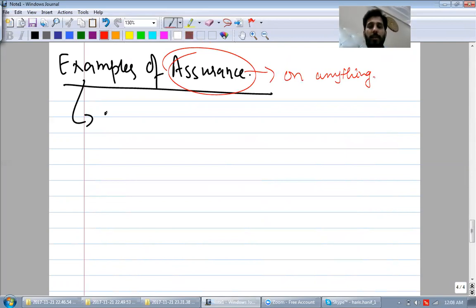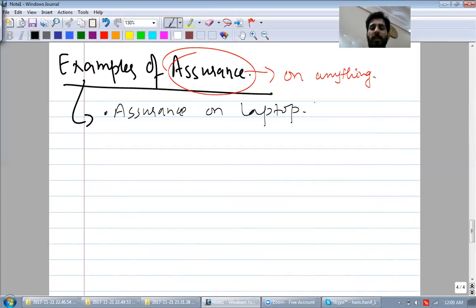Now, what do you mean by the term any subject matter? Assurance is the term which is given on anything. Anything means, for example, assurance on a laptop. It's a very basic and common example. We are moving towards more professional examples. Assurance on laptop. For example, I own the business, and there is a branch of mine.